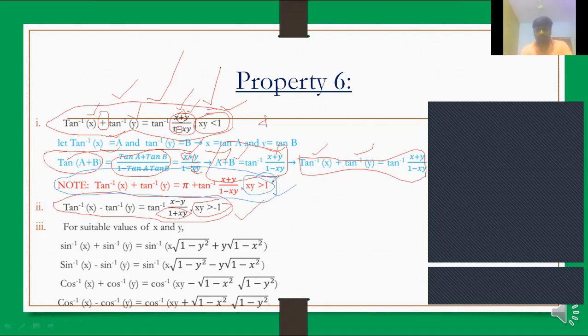For example, tan inverse of 2 plus tan inverse of 3. Can you apply this formula? No. Because 2 into 3 is 6, is 6 less than 1? No. Correct or not? So whenever you are given integers, mostly in place of x and y, whenever x into y is greater than 1, then only we can apply this formula. This is a rare case but important.